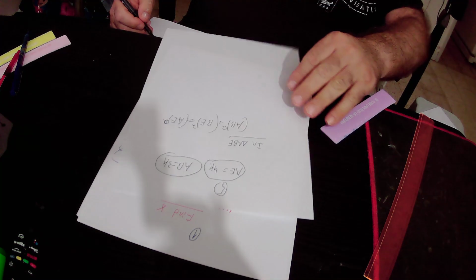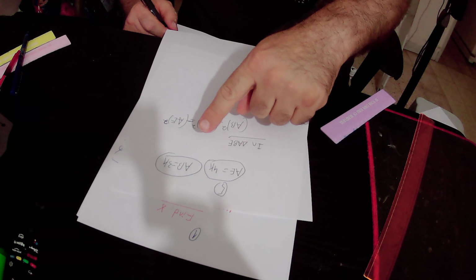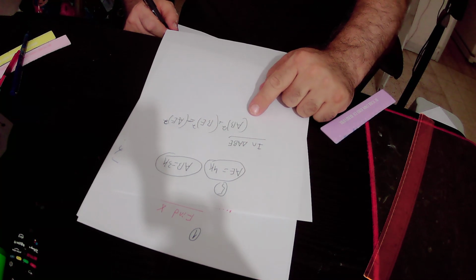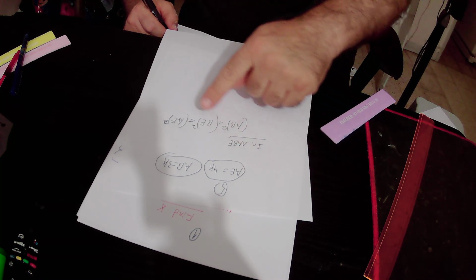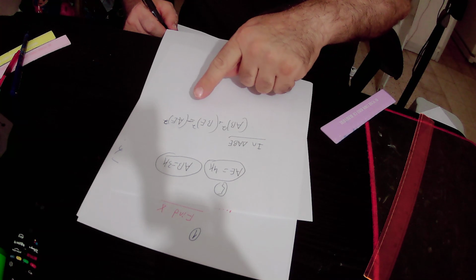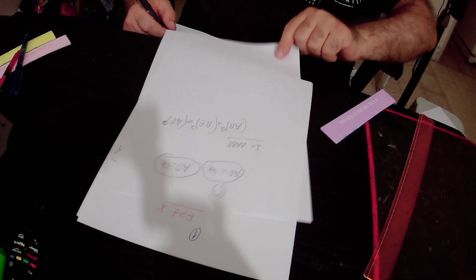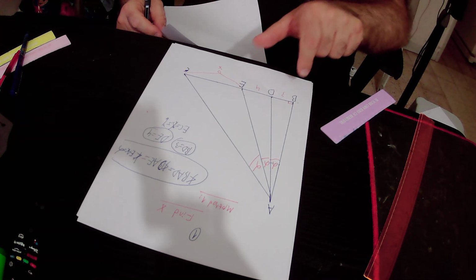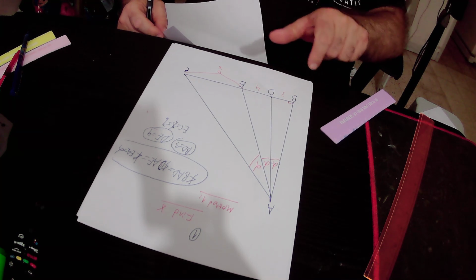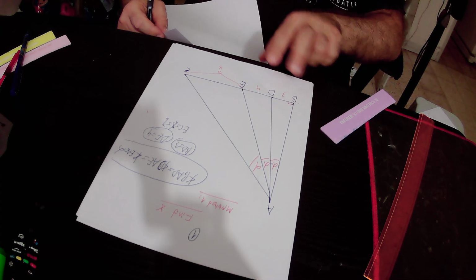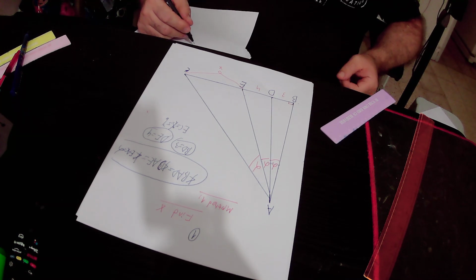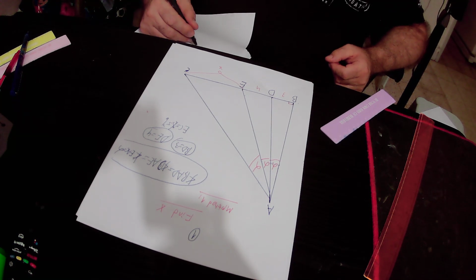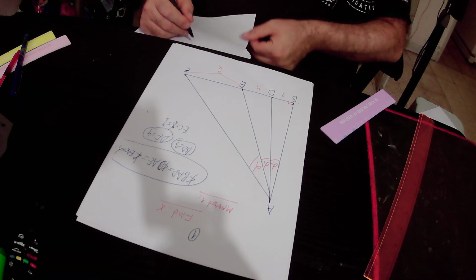But we have already found out that AB equals 3K, so we can substitute AB by 3K, and we have already found out that AE equals 4K. So we substitute AE by 4K, and we know that BE equals 3 plus 4.